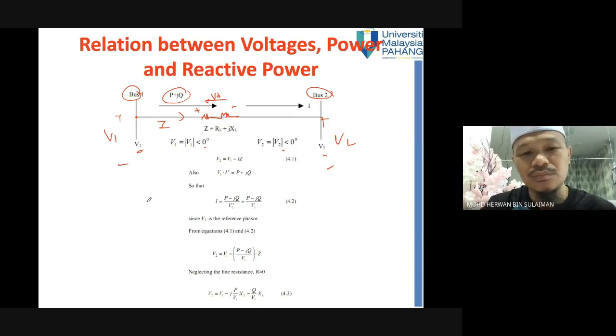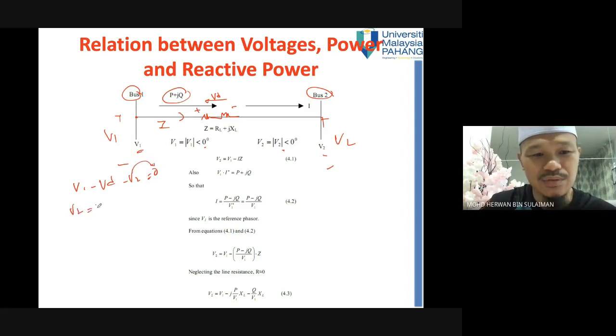When you do this KCL or KVL, V1 minus VD minus V2 equals 0. Then you bring V2 over, so you get V2 equals V1 minus VD, where VD equals IZ. So you get this equation.